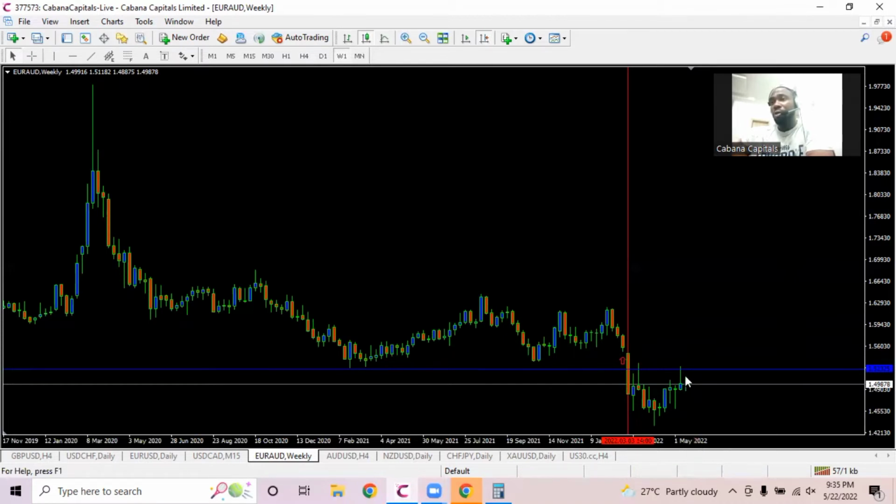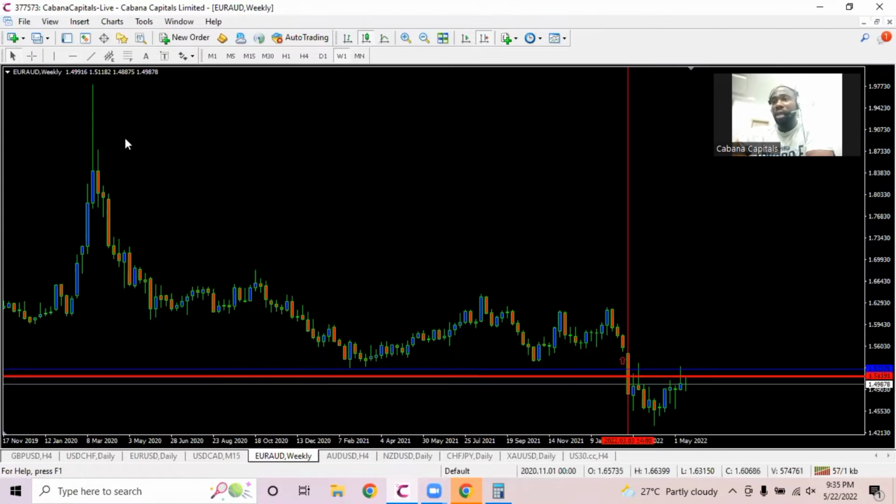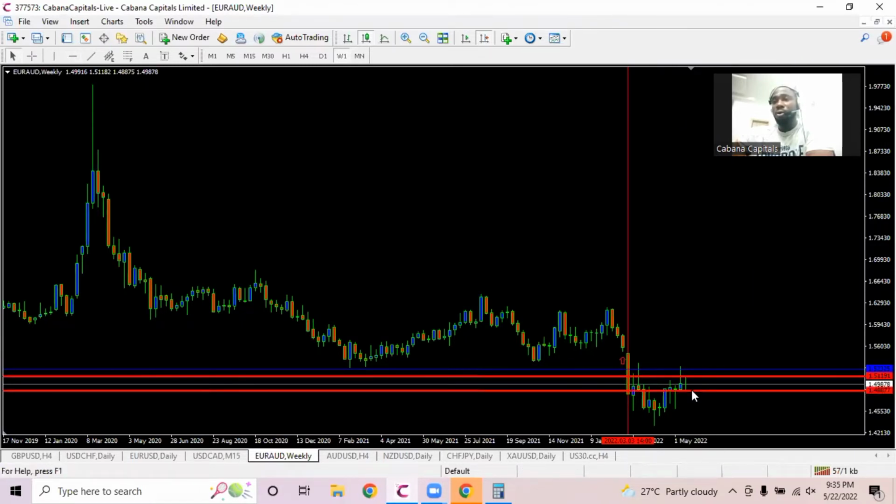So if you want to trade this doji, you either wait for the market to close above this price, which is the high of that candle, or low of this candle. So if a candle closes above the high of this doji, you could consider buying Euro Aussie. If a candlestick closes below this level, you could consider selling Euro Aussie.